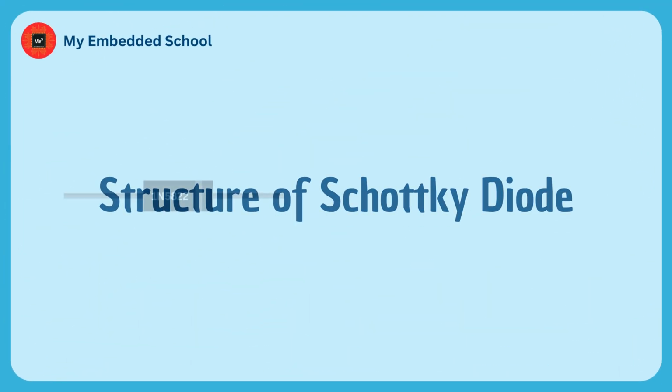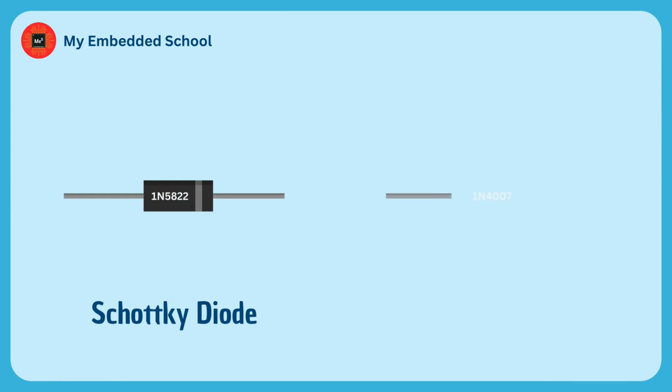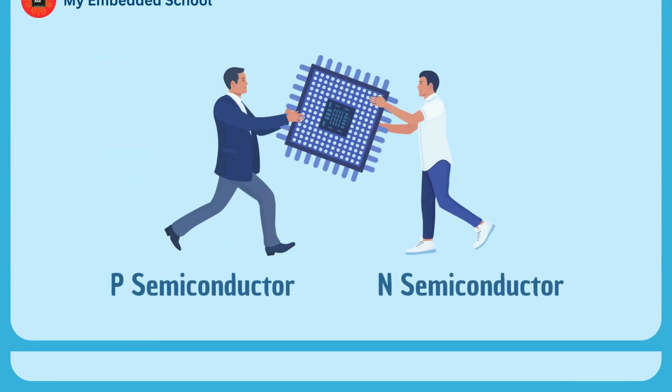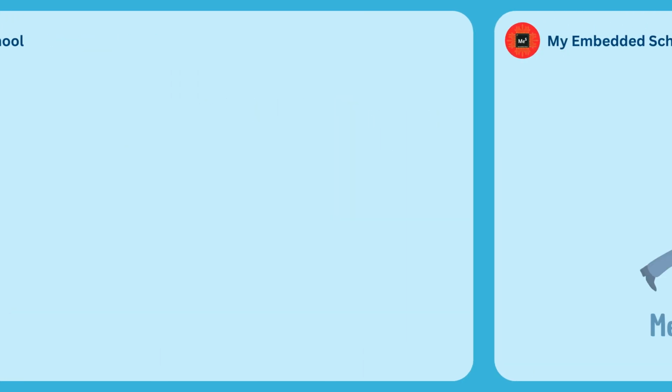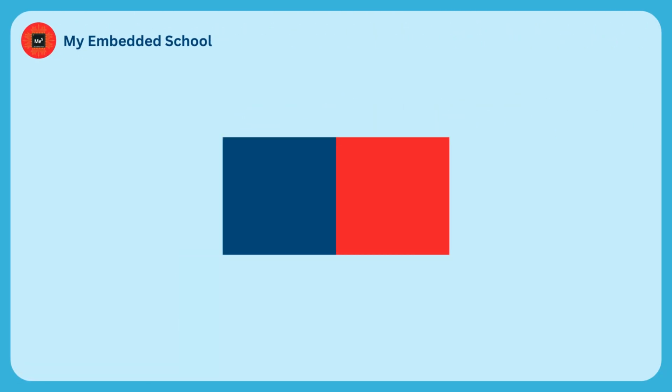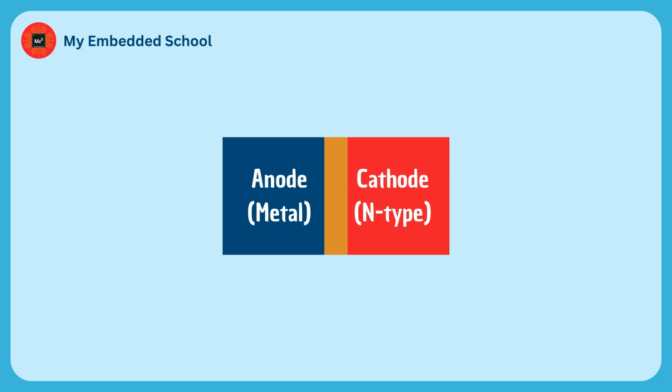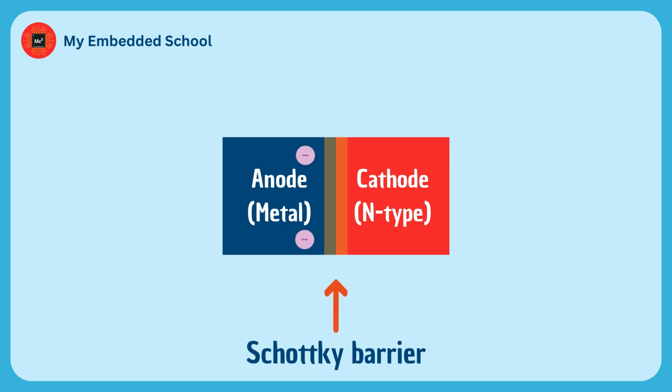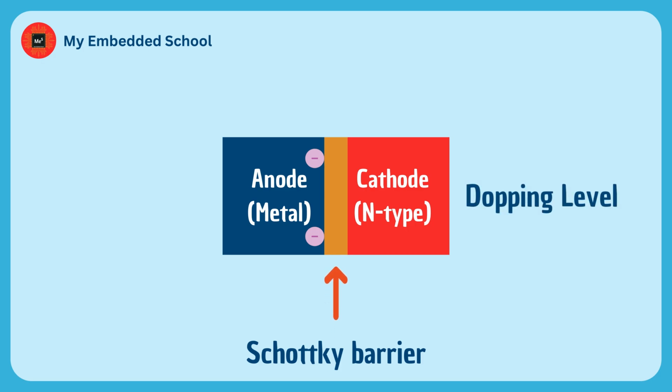Structure of Schottky diode. A Schottky diode is different from a normal p-n junction diode. Instead of using two semiconductors, a Schottky diode uses a metal and a semiconductor. The metal acts as the anode, and the n-type semiconductor acts as the cathode. The junction between the metal and the semiconductor is called a Schottky barrier, which is a potential energy barrier that prevents the flow of electrons from the metal to the semiconductor. The width of the Schottky barrier depends on the doping level of the semiconductor and the type of the metal.